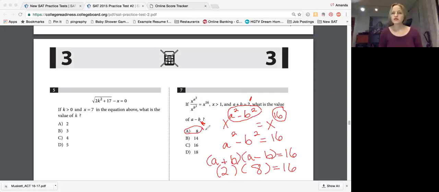A lot of times people try to complicate this one by making this a system of equations, solving the first problem for a, substituting a in. And that is a method that you can use, but it's one that's going to take a lot more algebra work instead of just combining into one term.